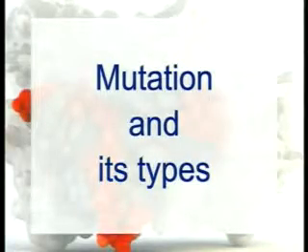Welcome students. Today we are going to discuss mutation and its types. Mutation is the ultimate source of all genetic variations and is the raw material for evolution. Had there been no mutation, all the genes would have been present in only one form and there would have been no evolution and no adaptation to the environment.